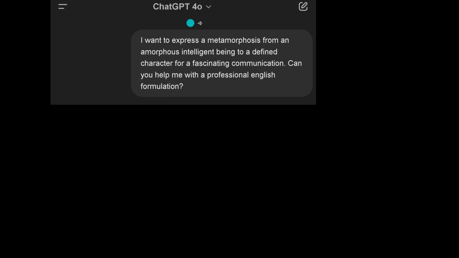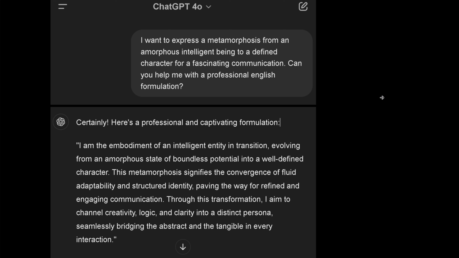So, you know, I go to my ChatGPT and say, hey, I want to express that this is a kind of a metamorphosis from an amorphous intelligent being, the AI system here, and I want this to morph into a defined character for a fascinating communication for me as a human being. And then I say, hey, can you help me with a professional English formulation of this a little bit complex situation? So if I do a video for my subscribers, they immediately understand what I'm talking about, yeah? And then the AI comes back, not knowing that the AI is referring to itself, and the AI is giving me this version, which is now describing the AI.